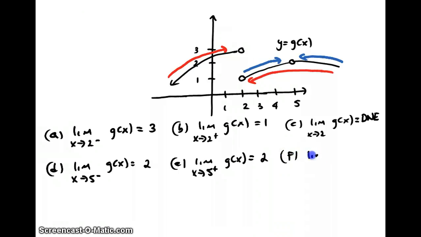And therefore, if we were to ask ourselves, what's the limit as x approaches 5 of g of x, since the left-hand limit is 2 and the right-hand limit is 2 also, that means the limit as x approaches 5 is also 2.